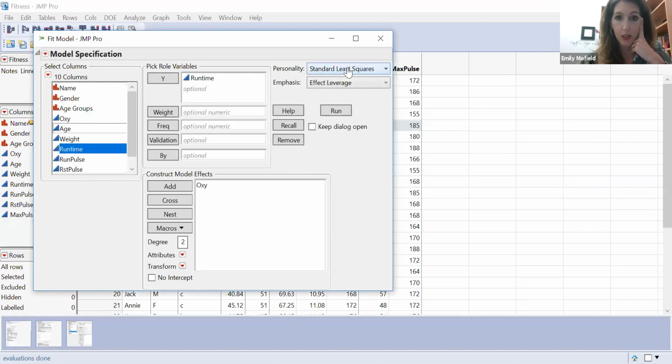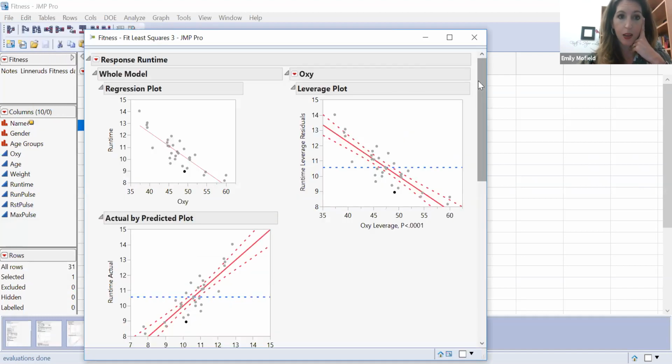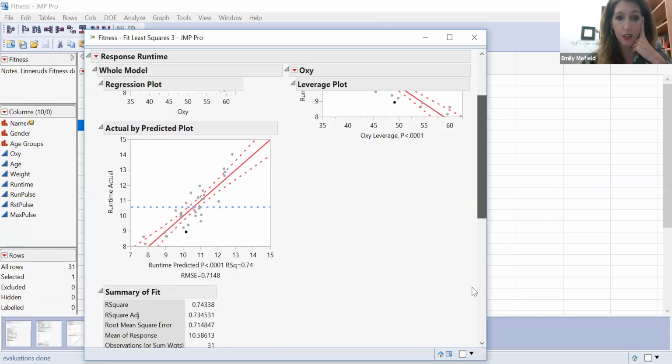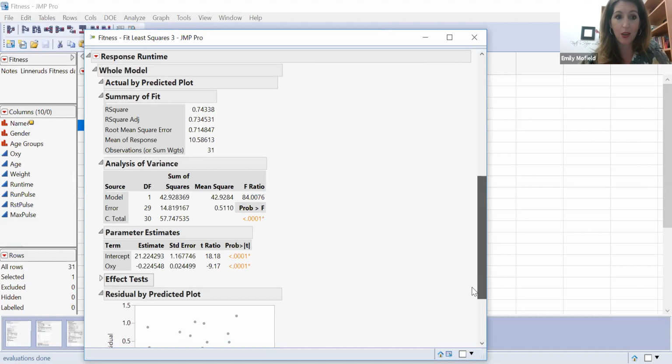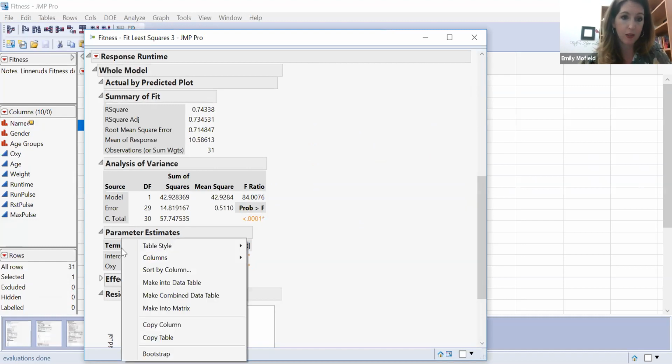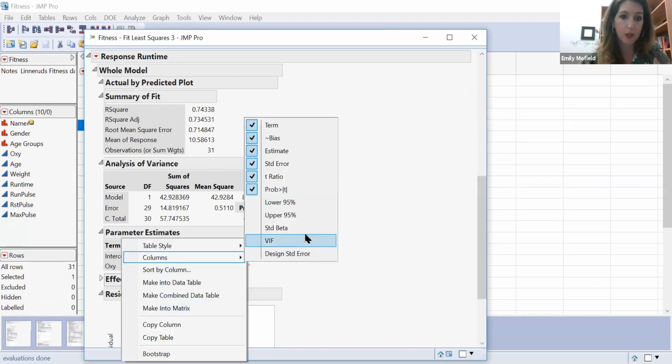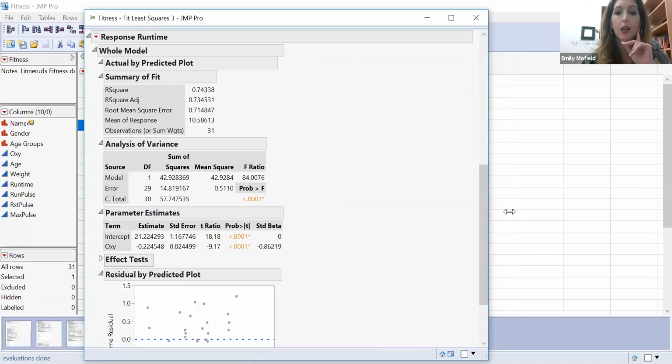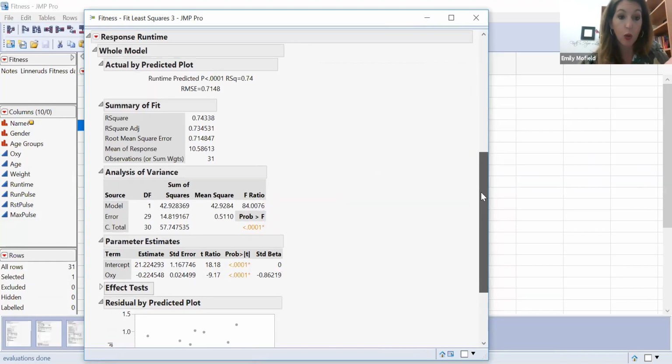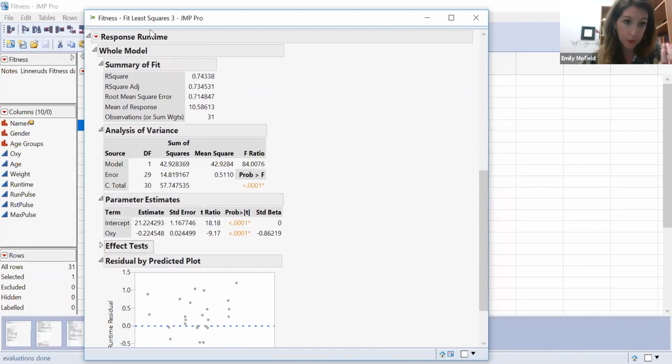Okay, make sure that says standard least squares. And I go down here, and it's going to give me everything that I just went over with you. Make sure I right-click that columns, then I go to standardized beta to show that. It's everything I just showed you already. But now I can find power.